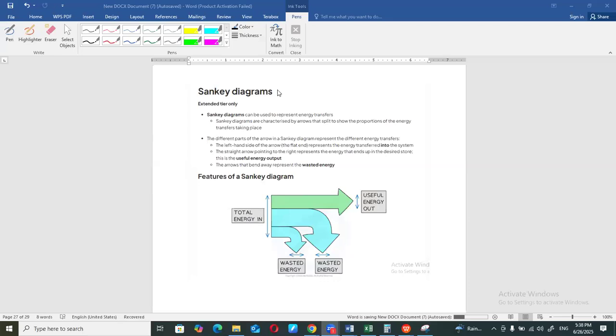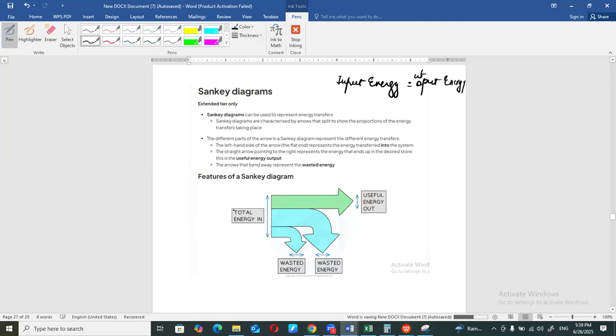Firstly, there is a thing called a Sankey diagram, right? What is a Sankey diagram, first of all? Remember that when you're talking about a Sankey diagram, it's a representation. Because in the last class, we were doing conservation of energy, and I told you at that time that input energy is equal to output energy, or input power is equal to output power. How? That's the point.